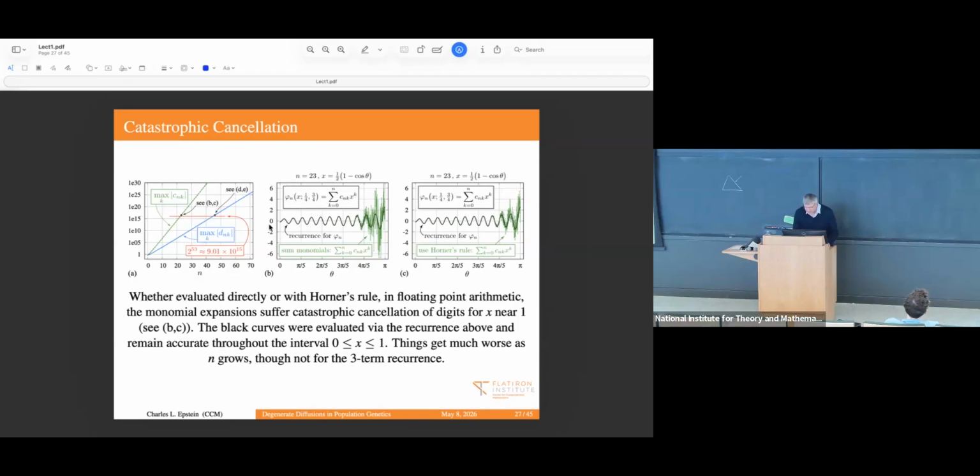And what he did was he computed the polynomial using the recurrence. That's the black line. Of course, it's perfectly accurate, like it's accurate to as many digits as you like. But over here, you see when you get close to the right endpoint, even for n equals 23, using the monomials, you got no digits. That was the size of the error.